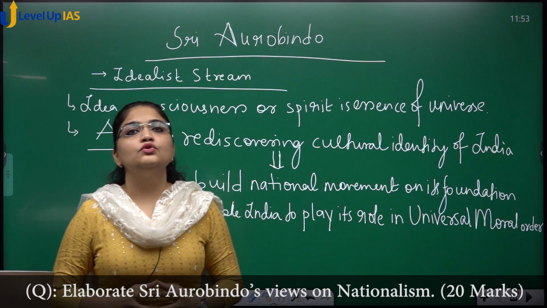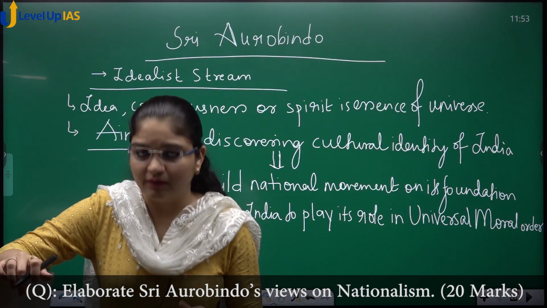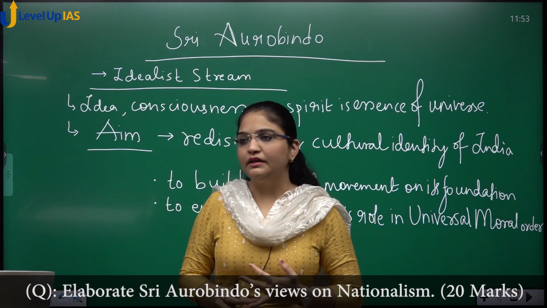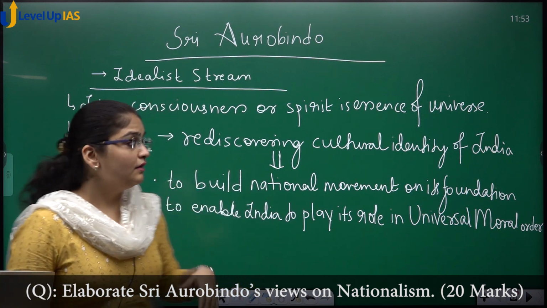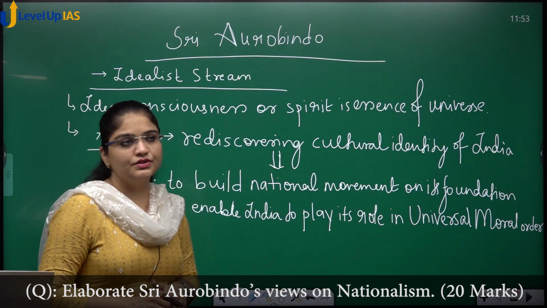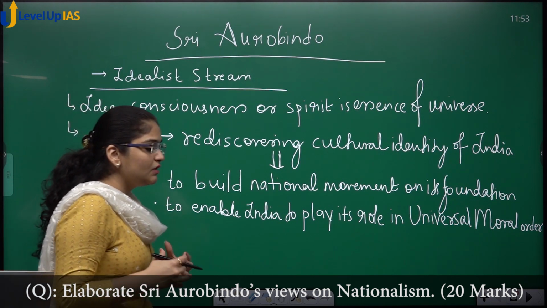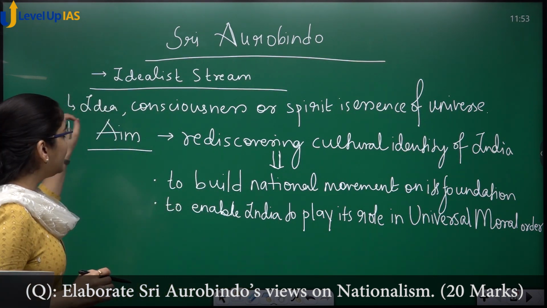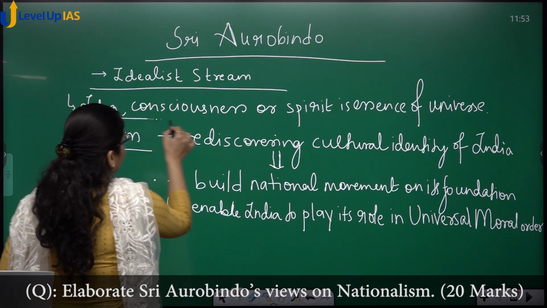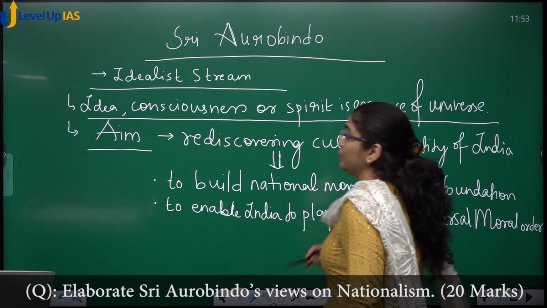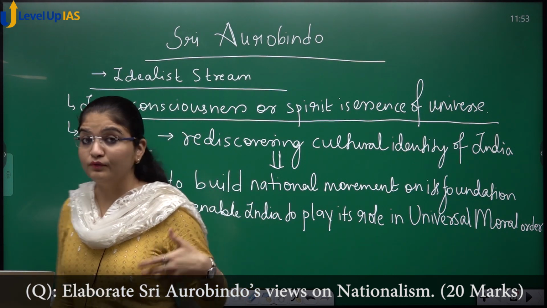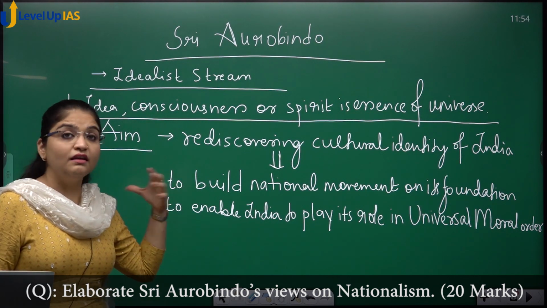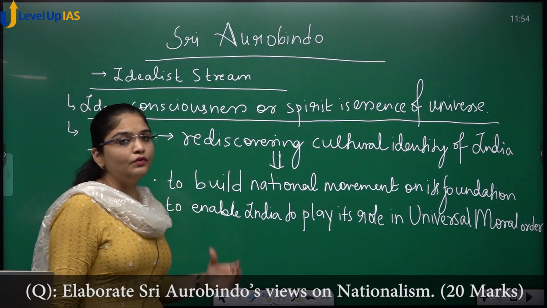So, with respect to Aurobindo, the major school of thought that he belongs to is known as the idealist stream. So we have different schools. We have the humanist stream, we have the idealist stream, and Aurobindo belongs to the idealist stream. Now, the major premise of the idealist stream is that idea, spirit, or consciousness is the essence of the entire universe. So the spirit in the form of God, consciousness of man, and idea that is there in the mind, is the essence of the universe.